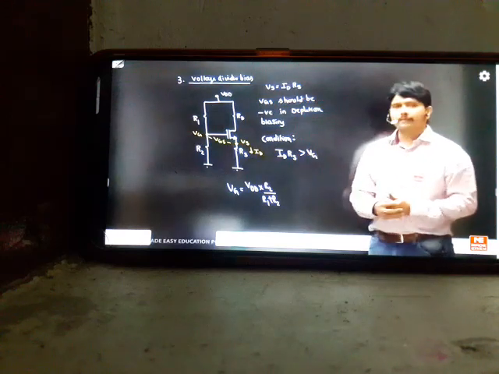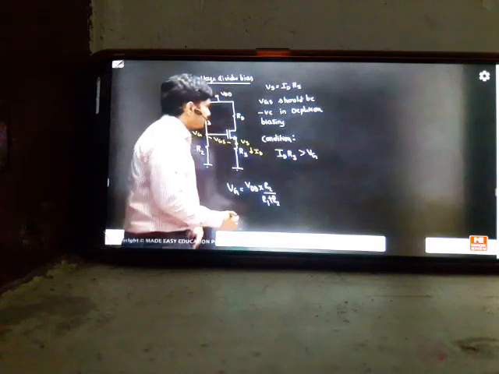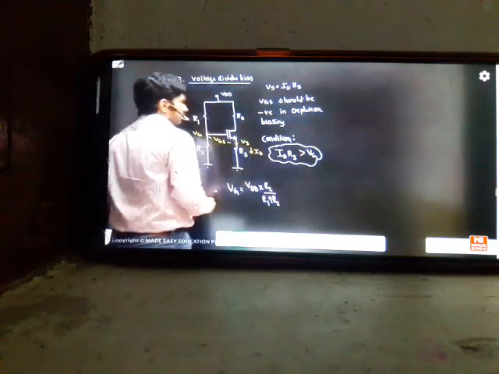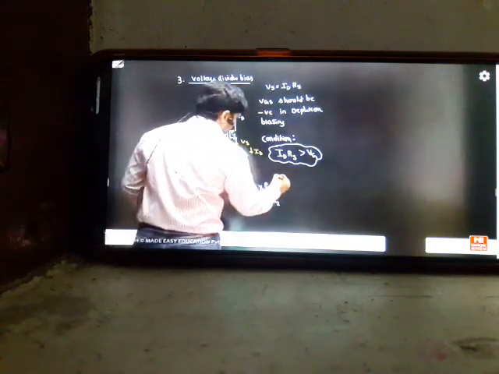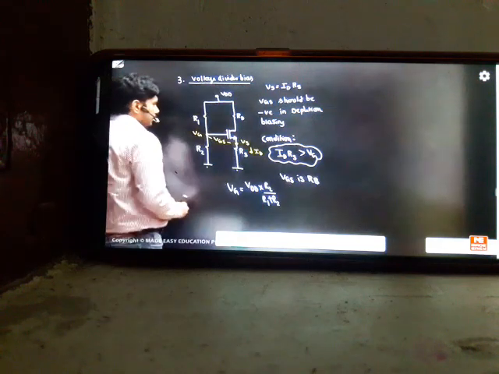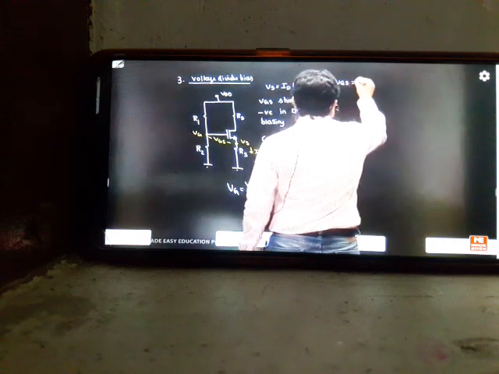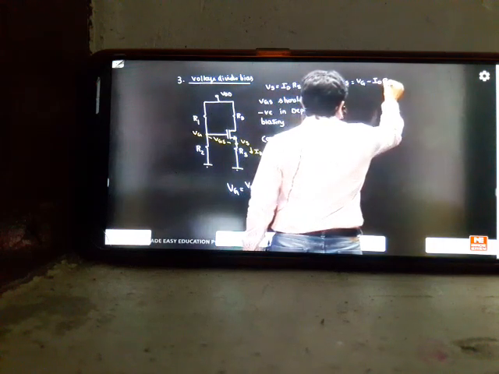So this point should be handled very carefully, how to design the circuit. ID into RS should be greater than VG. That is the main important thing here. So this condition should be satisfied. If this condition is satisfied, now you can see that your VGS is reverse bias. Correct? If VGS is reverse bias, then what about the relation between VGS and ID? Your VGS is nothing but VG minus ID into RS. This is the relation we are getting.